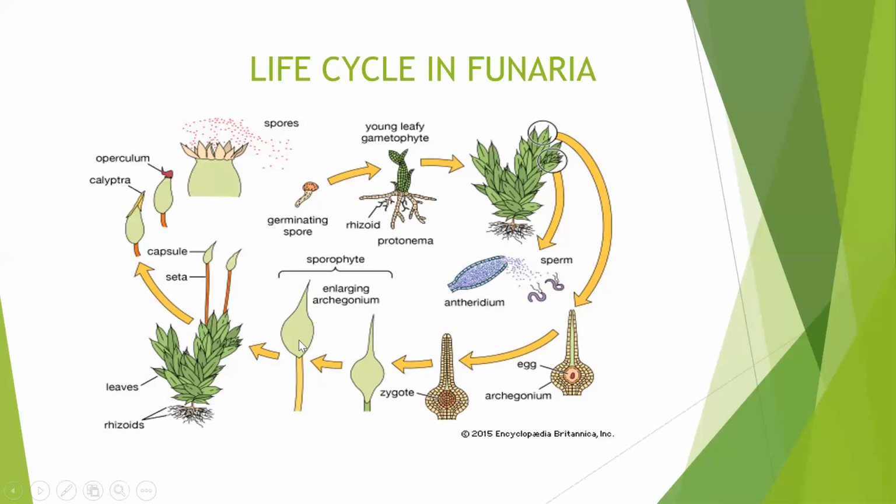This zygote will divide and form the sporophyte. The sporophyte is further divided into foot, seta, and capsule. This sporophyte cannot stay free. It is dependent on the gametophyte, and this capsule again divides. Inside the capsule, many spores are formed. These spores are released on maturation of the capsule or maturation of the spores. These spores again germinate to form the protonema. So this is the whole life cycle of moss.